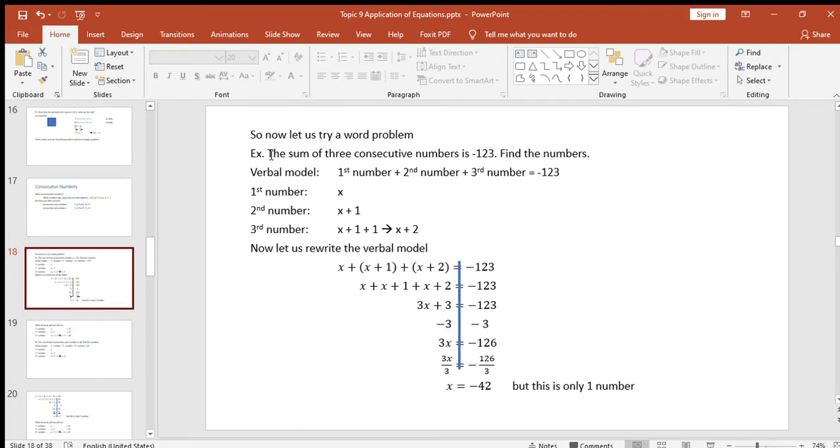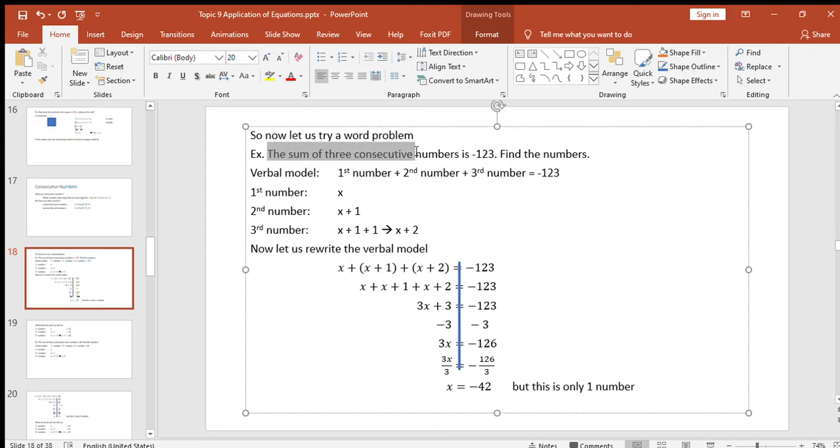So an example of that is: the sum of three consecutive numbers is negative 123, and now we're going to find the numbers. Well, in this kind of problem, I like writing a verbal model. So what this problem says is that the first number plus the second number plus the third number, if you add them all together, is going to be negative 123. Okay, so far so good, right?